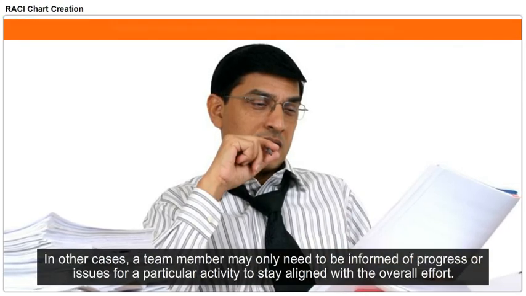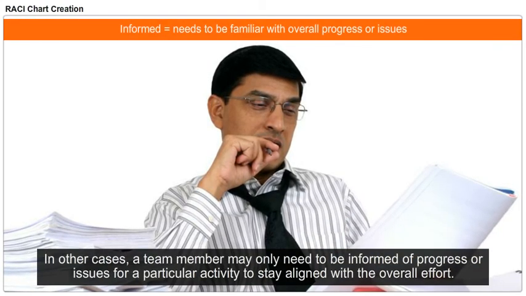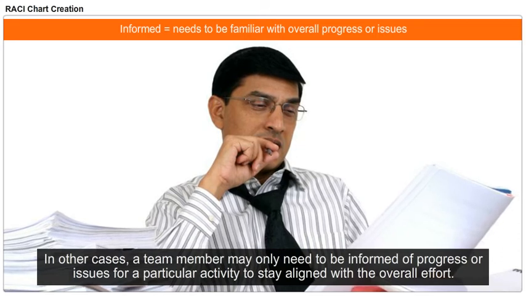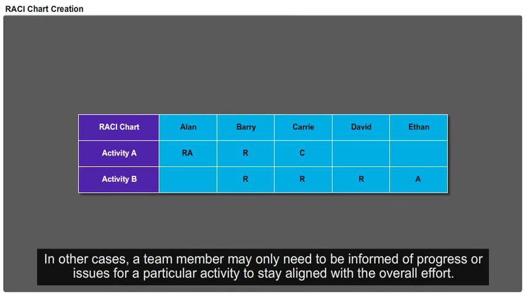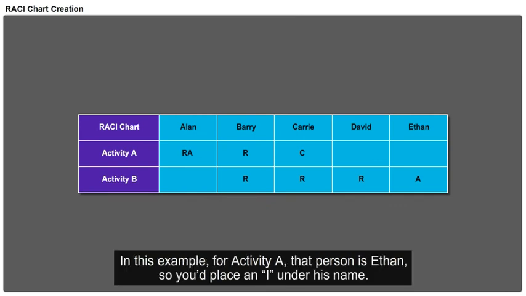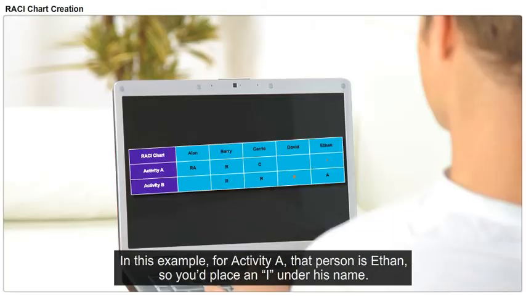In other cases, a team member may only need to be informed of progress or issues for a particular activity to stay aligned with the overall effort. In this example, for Activity A, that person is Ethan, so you'd place an I under his name.